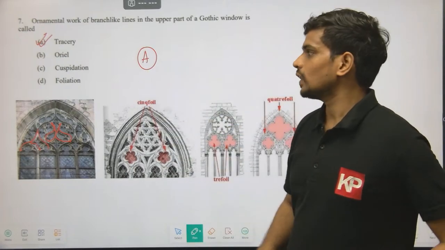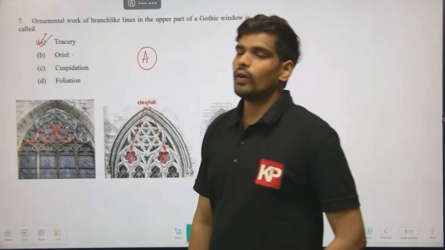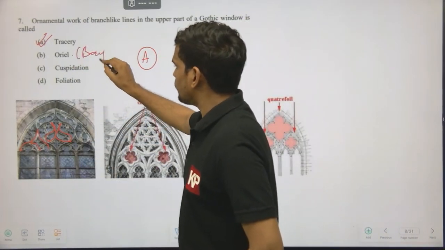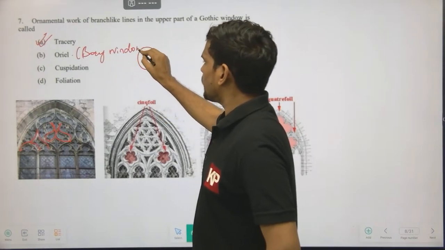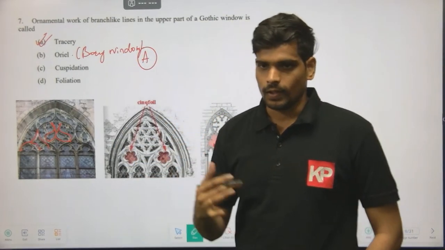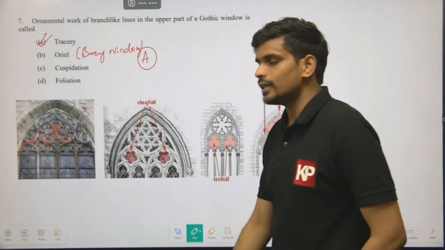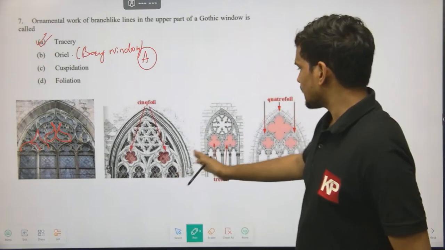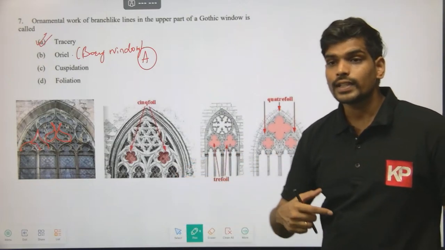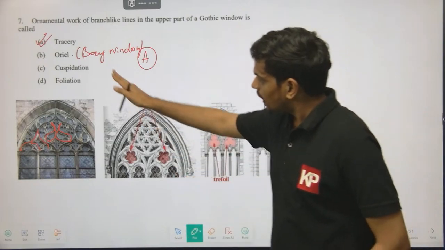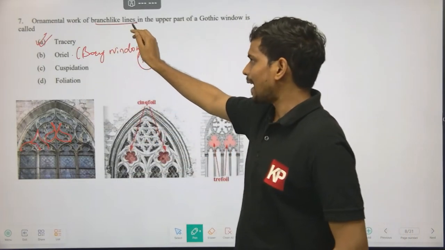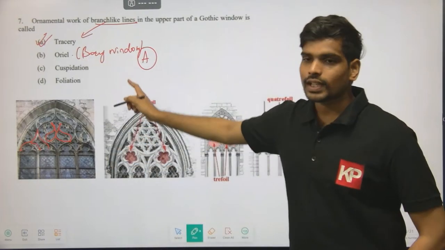Now what are the remaining three options? Let us get a sense of the incorrect options also. Oriel, if you know, is a type of bay window. What is a bay window? It basically is a window which projects out of a wall. So oriel is a term related to bay window, which is a window projecting out of a wall. Cuspidation, you can see in these pictures in Gothic architecture, you always see cuspidation. Now cuspidation and foliation, both are terms related to Gothic architecture, but it is not branch-like lines. Branch-like lines is tracery. What is cuspidation then?